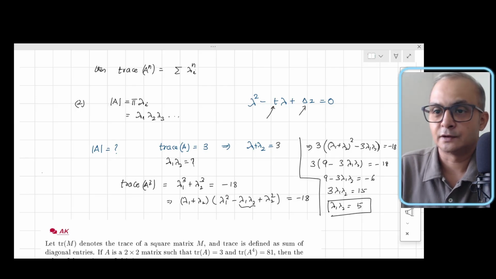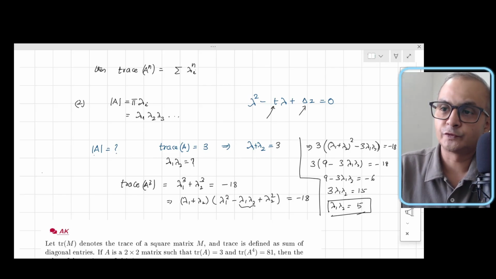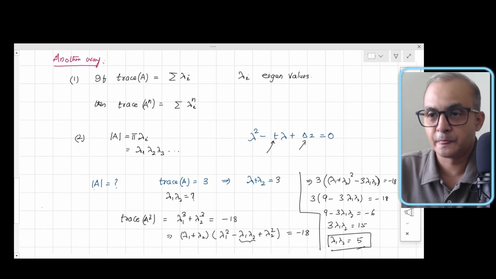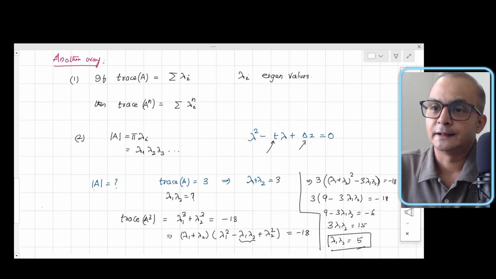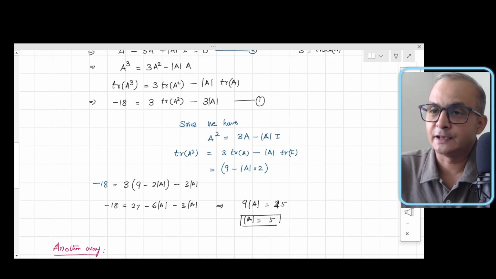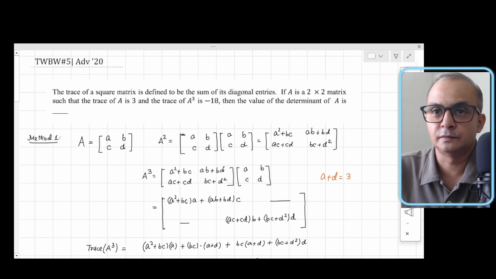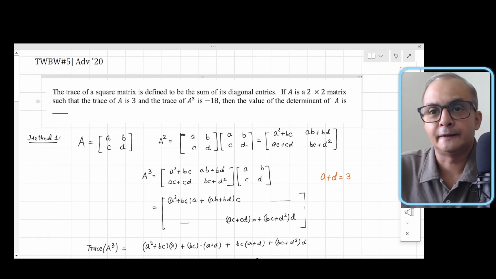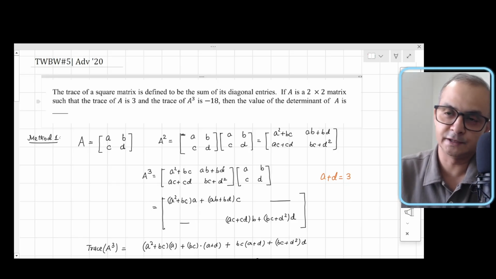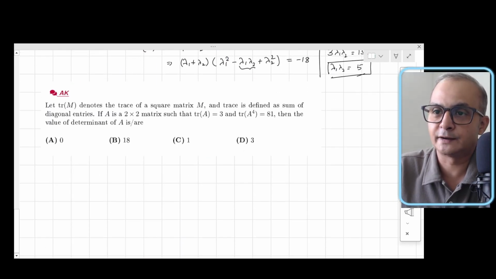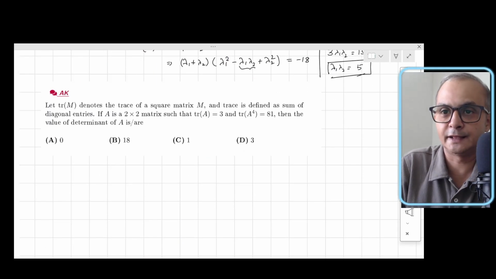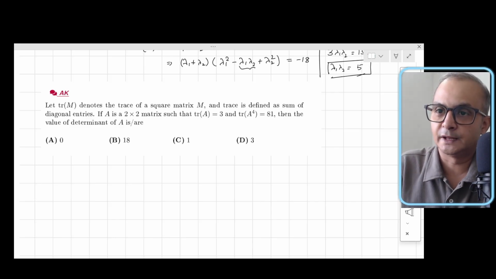That is exactly what we had to find, because lambda 1 times lambda 2 is the determinant of the matrix. So if you know this property of the characteristic equation and how the eigenvalues fit into it, then we can easily find it out. This was a question from Advanced 2020, and in this they have given the trace of the matrix A cube. But suppose they ask you about A to the power 4. So let's try to understand.